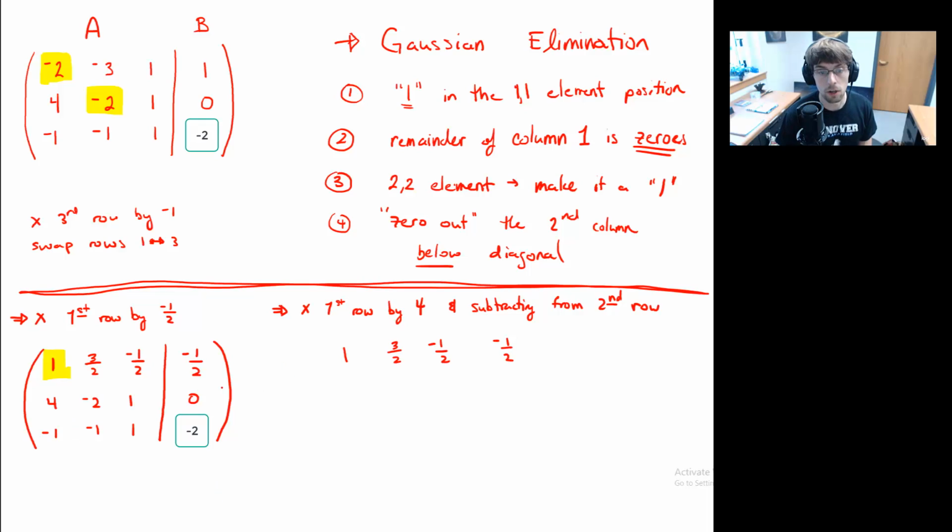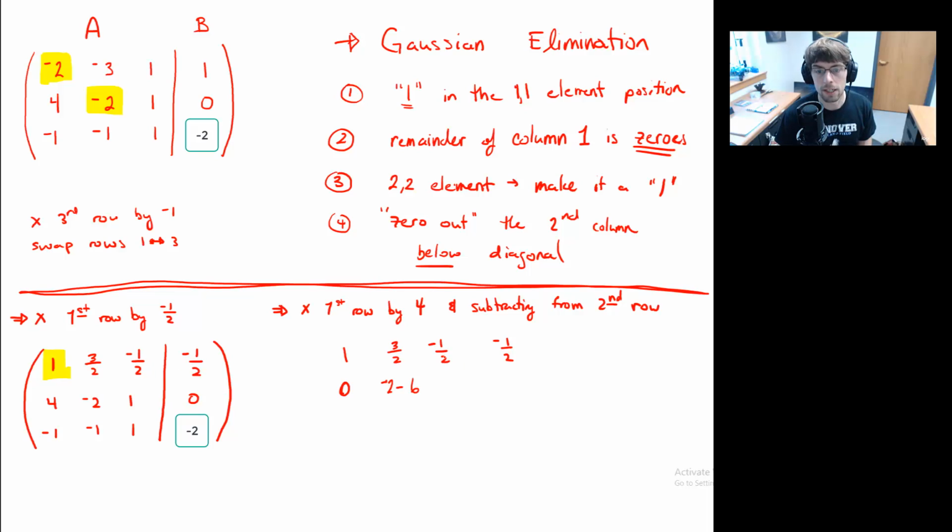Now the second row, I multiply 1 by 4 and subtract from 4. So I get 0. The next one, I have to multiply 3/2 by 4. It gives me 6, right? 3/2 times 4: 3 times 4 is 12, and then divided by 2, so I have 6. And then I take -2 and subtract 6 from it. So I have -2 minus 6.